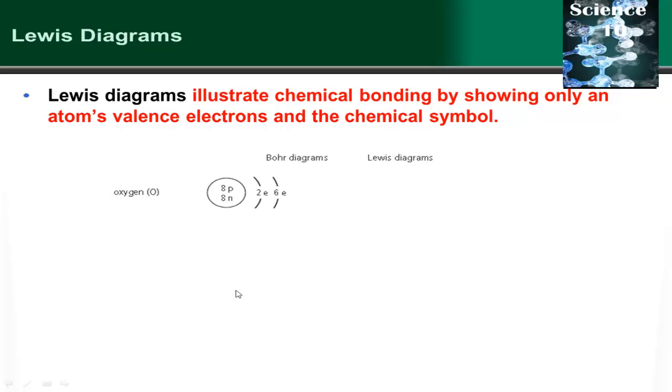So this would be oxygen as a Bohr diagram. 2 electrons in the first shell, 6 electrons in the valence shell. As a Lewis diagram, you would simply show those 6 electrons evenly distributed around the oxygen core. There is an order to these. Again, you don't begin to pair up until you have 1 electron in the north, 1 electron in the east, 1 electron in the south, 1 electron in the west, and then you can begin to double up.